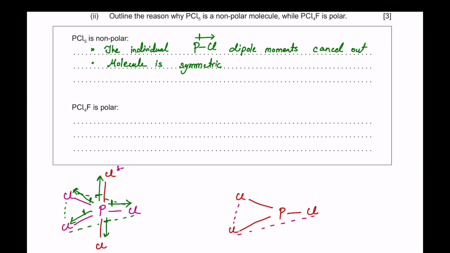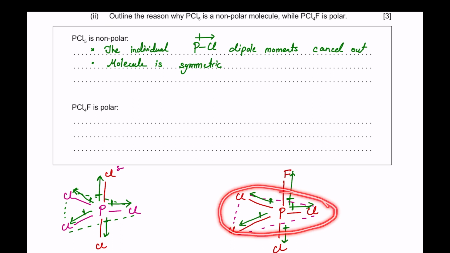So this is the plane. Let's put fluorine on top and chlorine on bottom. In this case again, there would be dipole moments. They will be directed in these directions, one towards fluorine and one towards chlorine. Now these three dipole moments in the plane will cancel out 100%.